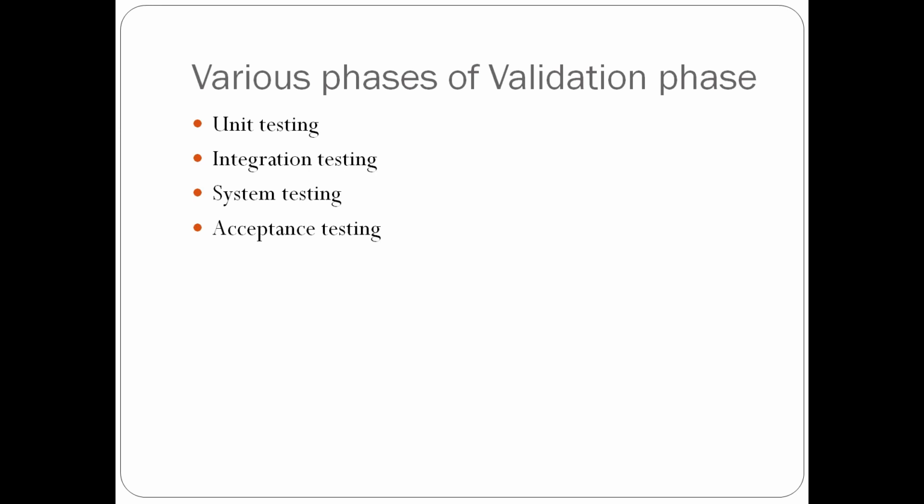And lastly, we have acceptance testing. Acceptance testing is related to the business requirement analysis part, and it includes testing the software product in the user atmosphere. And acceptance testing reveals the compatibility problems with different systems which are available within the user atmosphere.